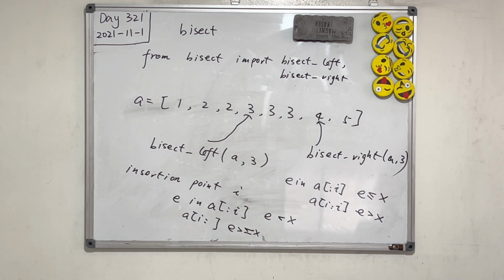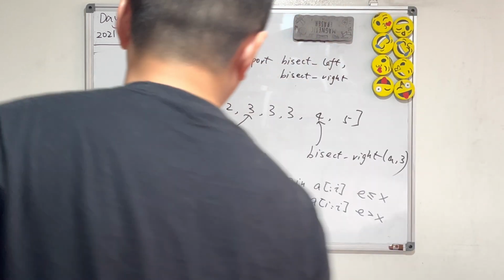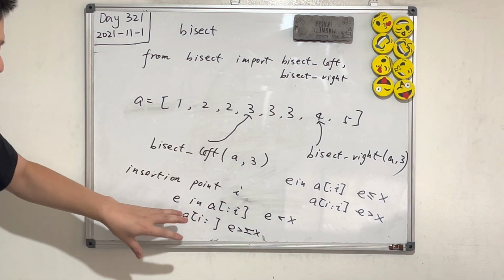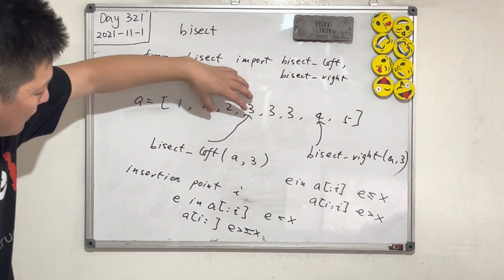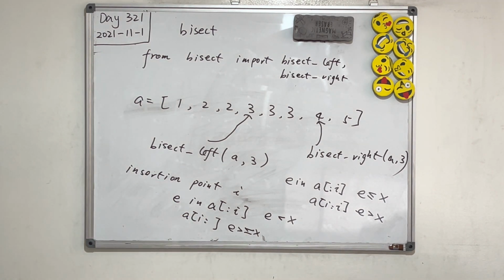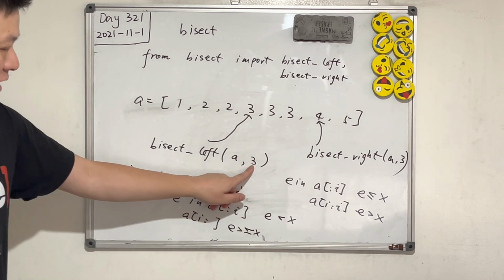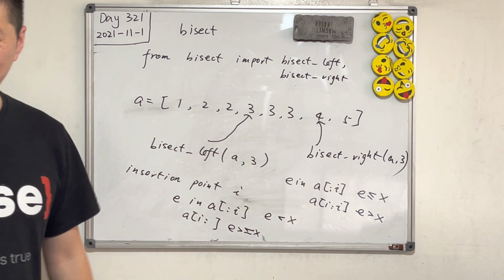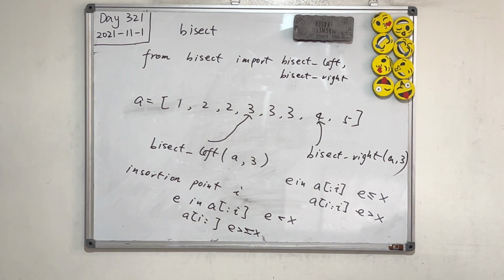So every element up to this insertion point will be smaller. I'm going to give another one. Maybe this one, and I'm going to change this to 2. So you tell me what the insertion point is for left and what it is for right. I don't understand what bisect_left and bisect_right are.